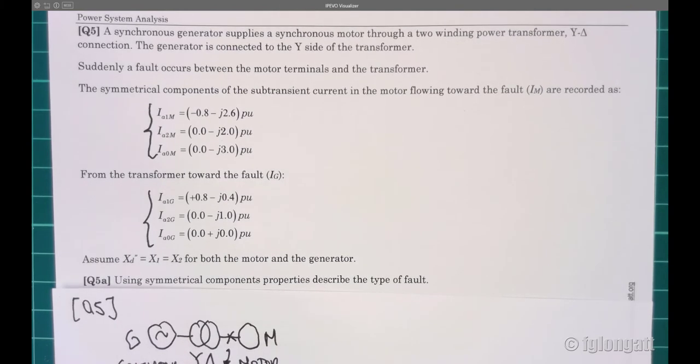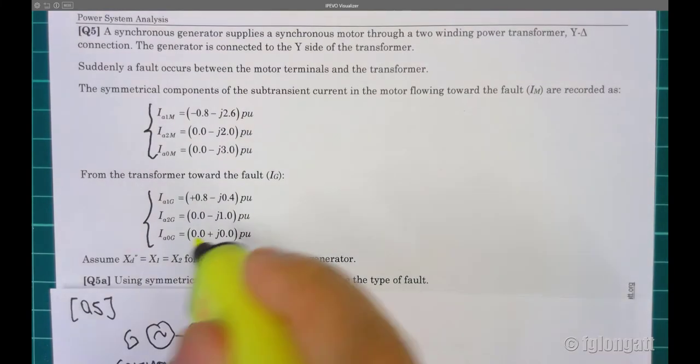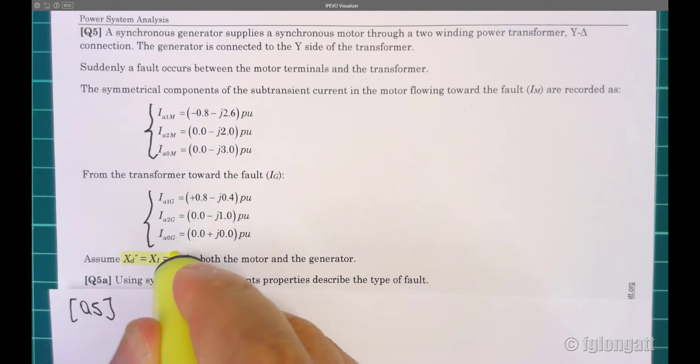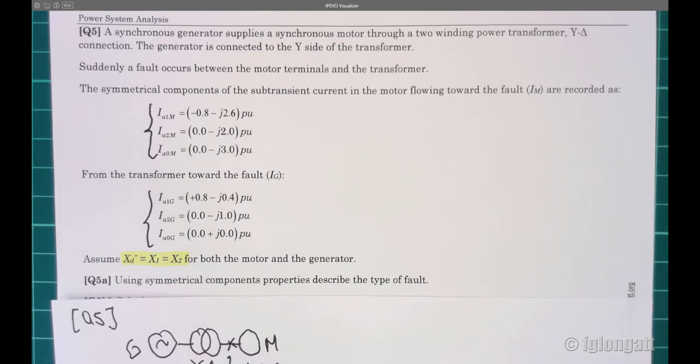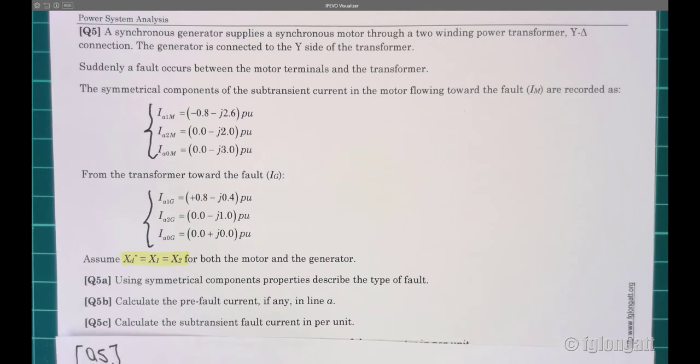In this very specific problem there is a very important clue. This is very important information. In this case, the subtransient d-axis reactance is equal to the positive and negative sequence reactances, and that is happening for both the motor and the generator. Now there are a few questions over here.